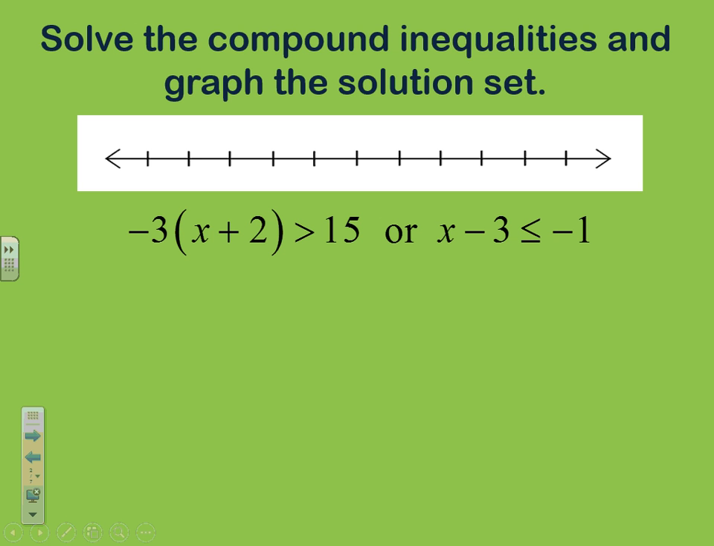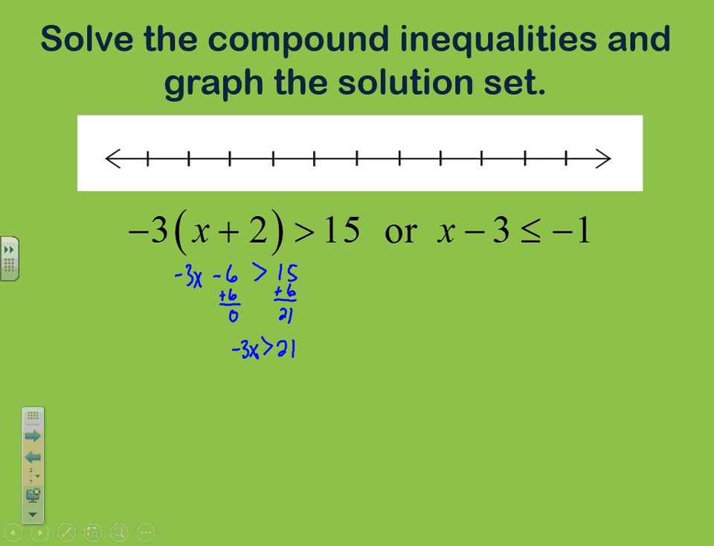So we're going to treat each inequality just like any other normal linear inequality. We'll solve for our variable and see what we get. So distribute the -3 into the parentheses and just continue to solve for x. So get rid of the 6 here, move the constant term from the left side to the right side, and that'll give me -3x to be greater than 21.